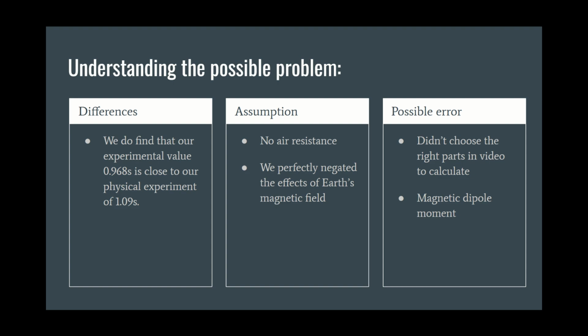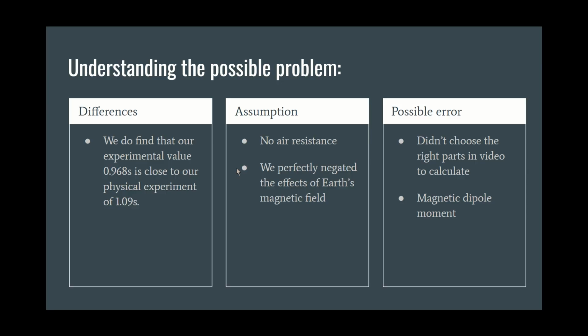Some other possible error is that maybe in lab 3 even my magnetic dipole moment that we had calculated may not have been accurate. Some assumptions we had is that there was no air resistance, and there was always the fact of Earth's magnetic field that we may or may not have perfectly negated. Those are the possible problems that could have occurred with this lab.